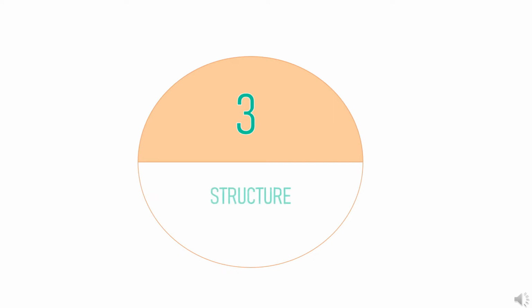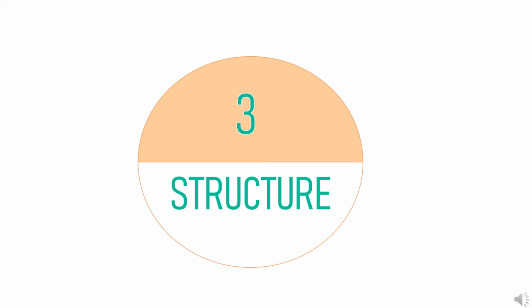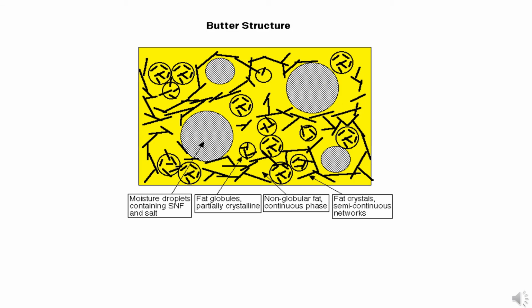The third physical property is structure. From the figure of butter structure, it is produced right after the crystallization and churning process. The size and extent of crystal networks within the globules and within the non-globular phase are controlled to a large extent by milk fat's variable composition and by the aging process. The extent of globular versus non-globular fat is also controlled to a large extent by the amount of physical working applied to the butter post-churning.